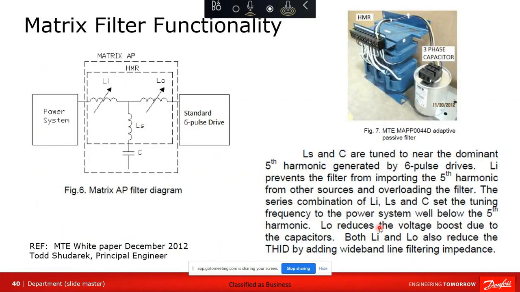And again, here's the matrix filter functionality. They wanted to know a little bit more about how it worked, what it did. It has some circuits here that filter out or tune to the 5th order harmonic.